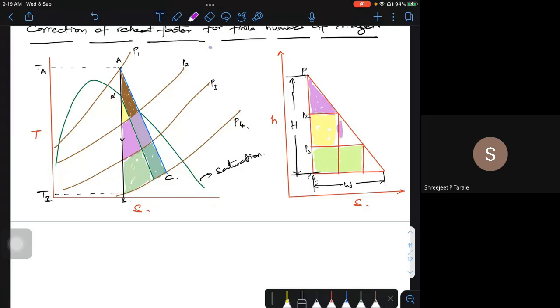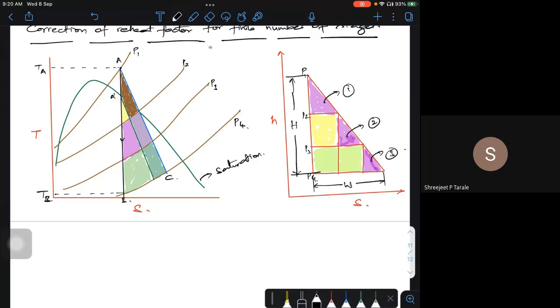What I was trying to draw on a simple TS diagram, I can do the same thing on an HS diagram also, where it will be enthalpy and entropy. This is what I am going to get. I am going to write equivalent things. So this is for first, second, and third. Now, what I am trying to show in the pink is an increase in entropy and heat drop due to losses.